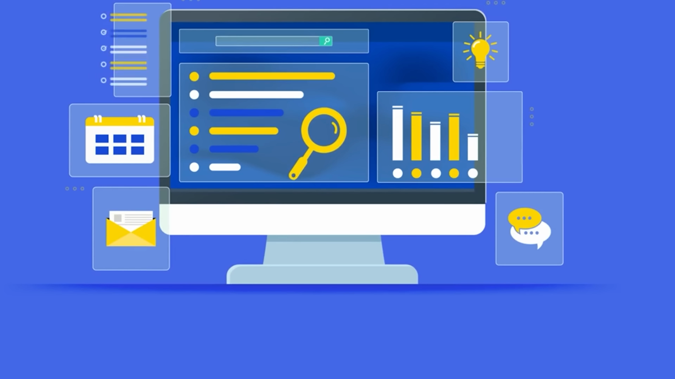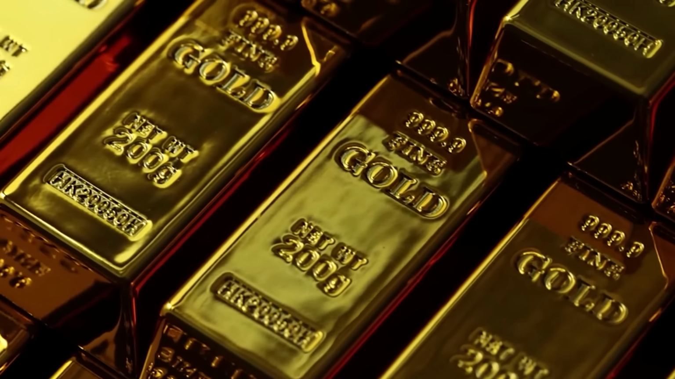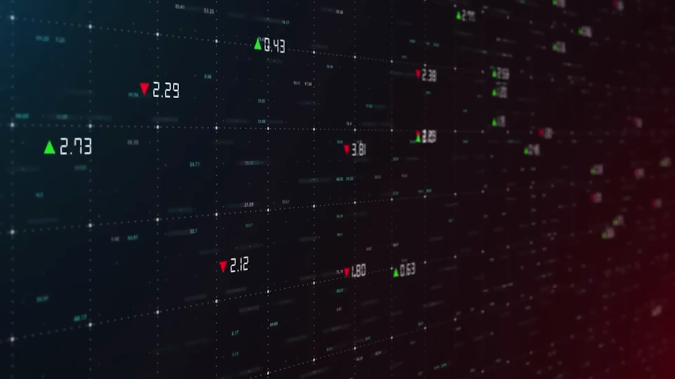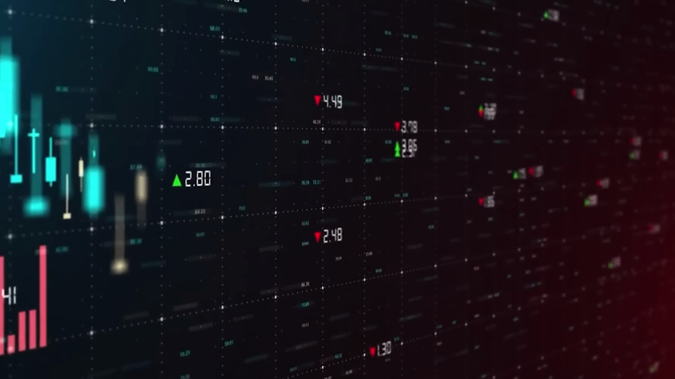The process is simple. Plot the chart, draw lines, and observe reactions. Pattern recognition turns complex markets into understandable, actionable insights, empowering individuals to anticipate changes rather than chase them.